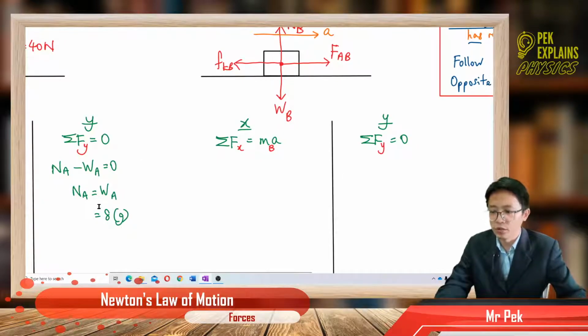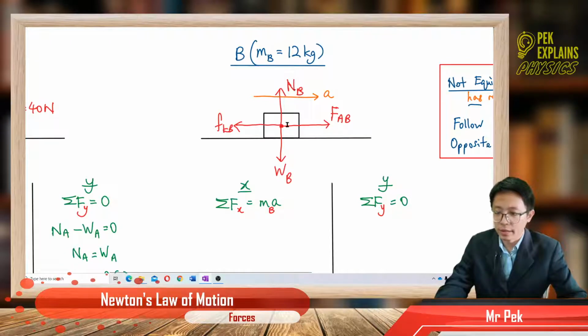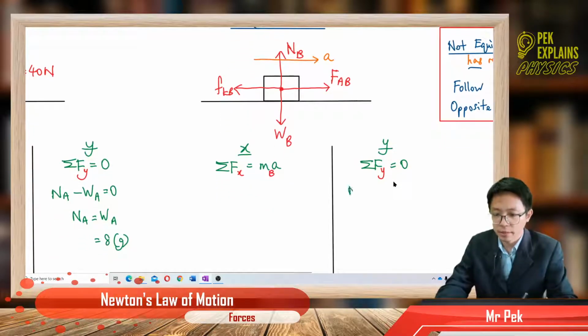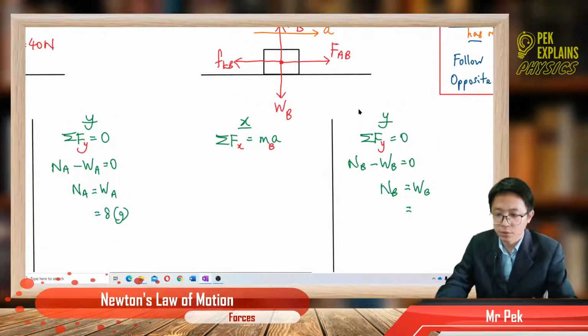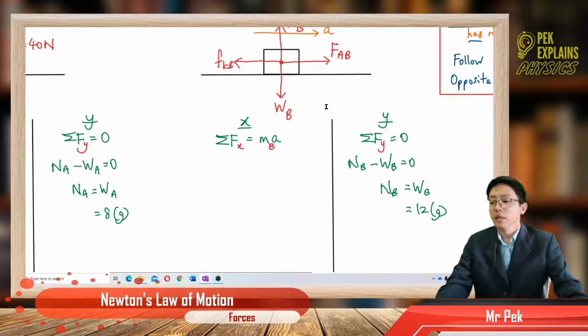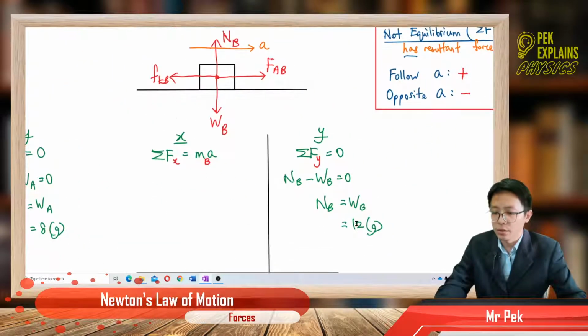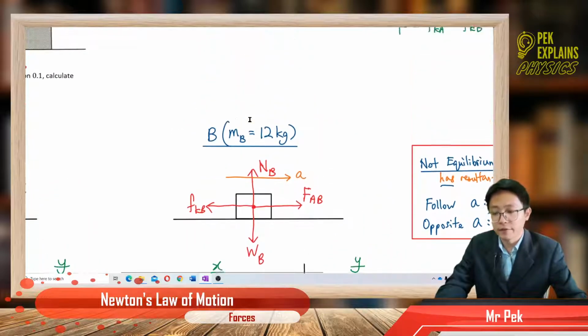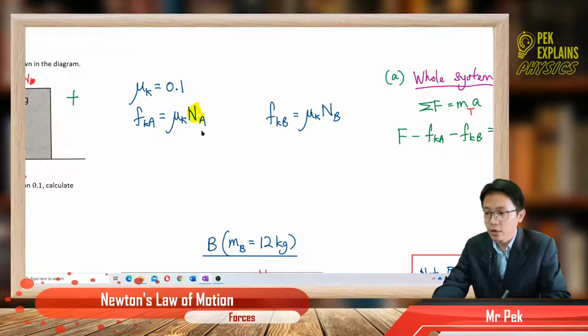Also, we find the normal force for the y component for block B. For block B, we have normal force NB and weight of B. Same thing happens here. NB minus weight of B equal to 0. So NB equal to weight of B. The mass is 12 kilograms, so we put 12 G. So we got the normal force for A, and we also got the normal force for B. So we can find their friction, because we already got their normal force.